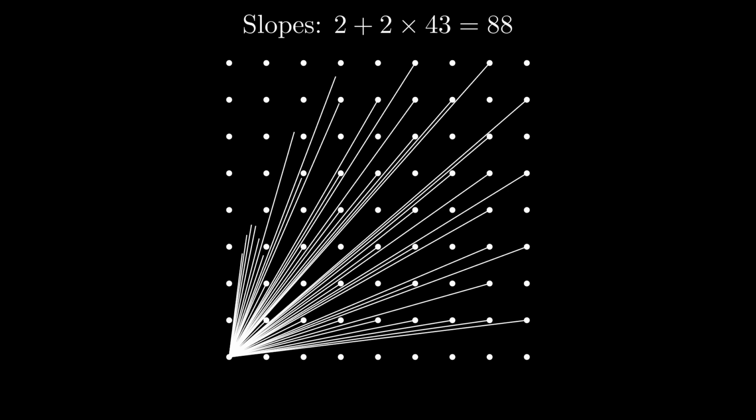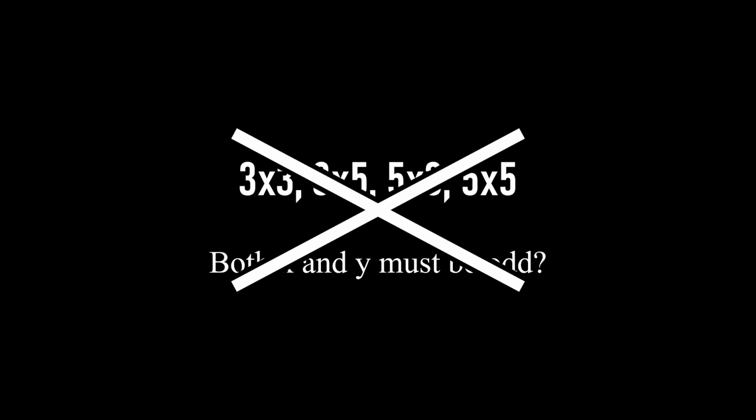The rule we just found is totally wrong for larger grids. For example, a 9x9 grid has 88 different slopes, which is 7 more than the number of dots. So we're stuck at another wall. The problem is more complicated than we thought. What should we do now?